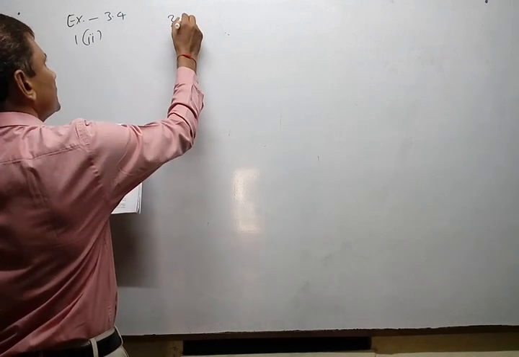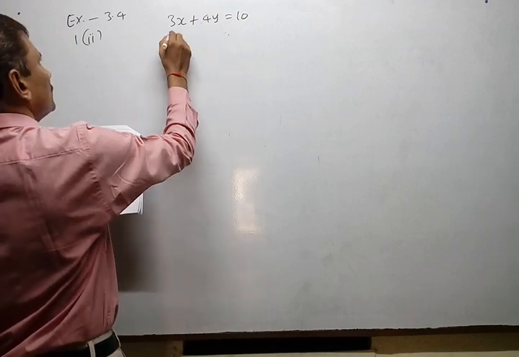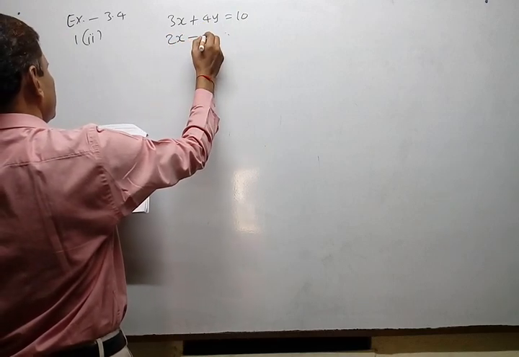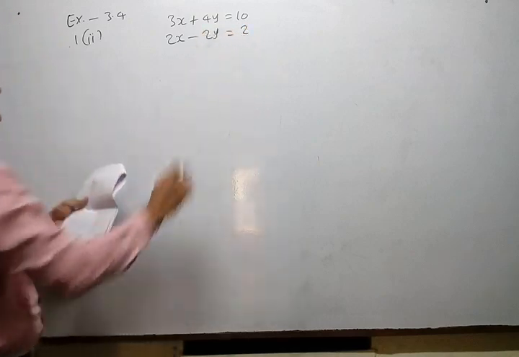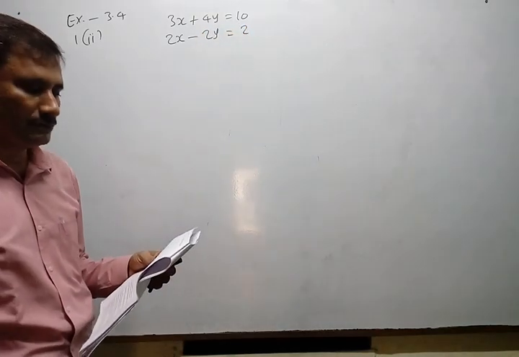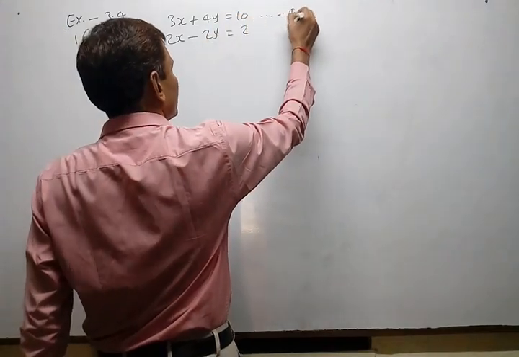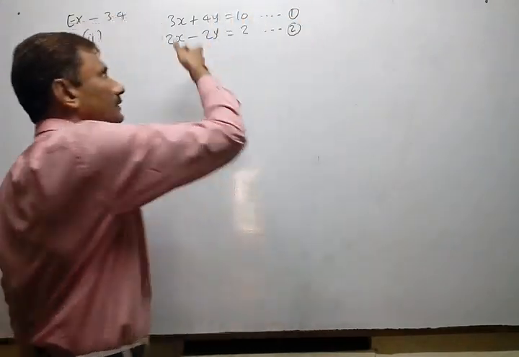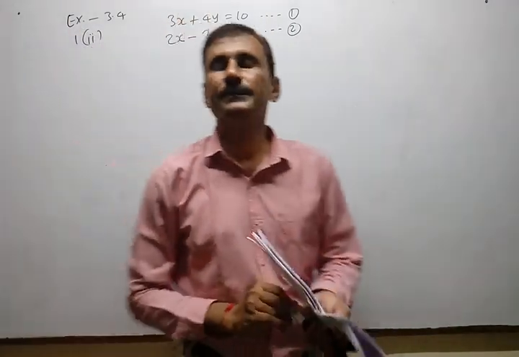Again, 3x plus 4y equal to 10. 2x minus 2y equal to 2. Give them equation number 1 and 2. Okay? Write them upward, downward.